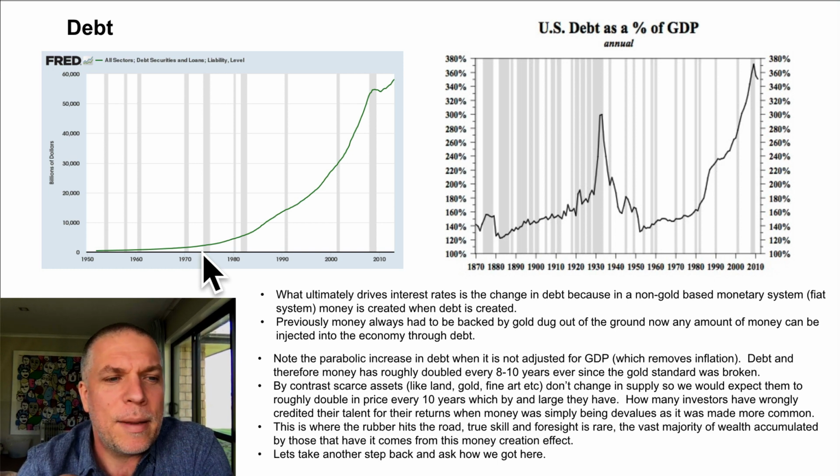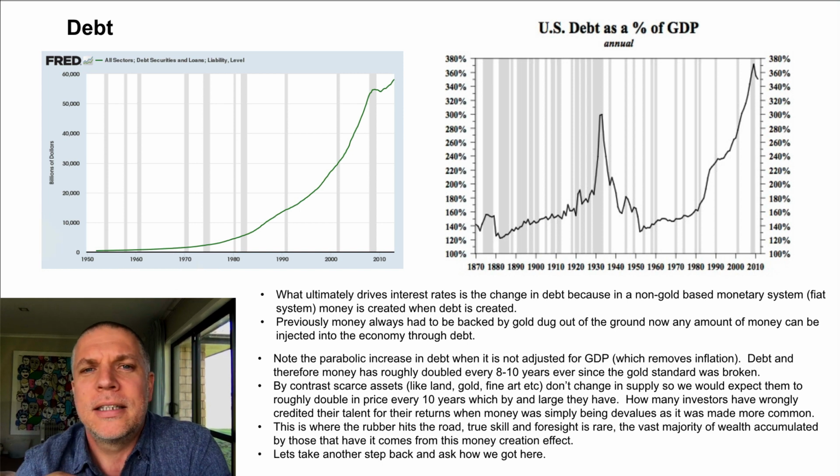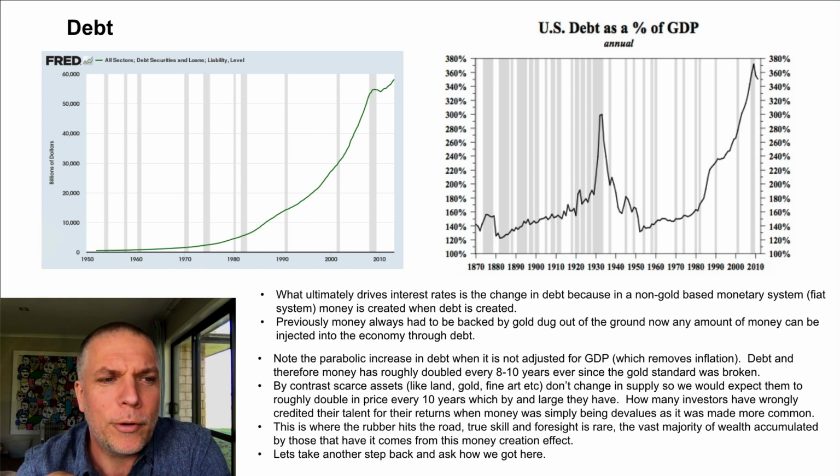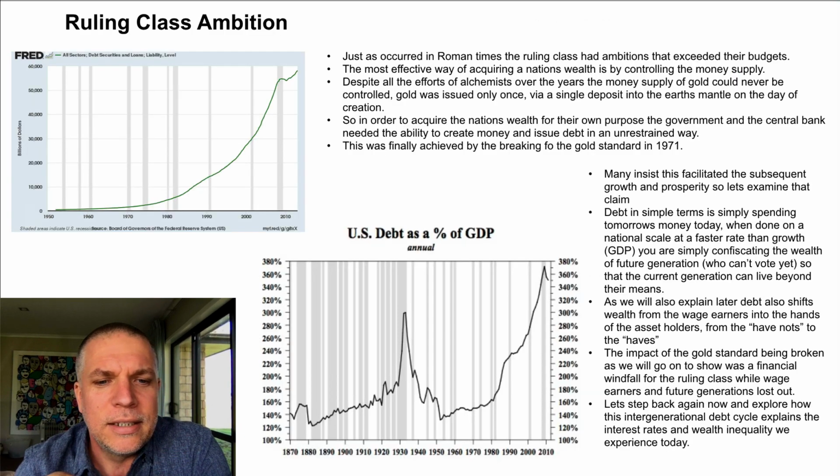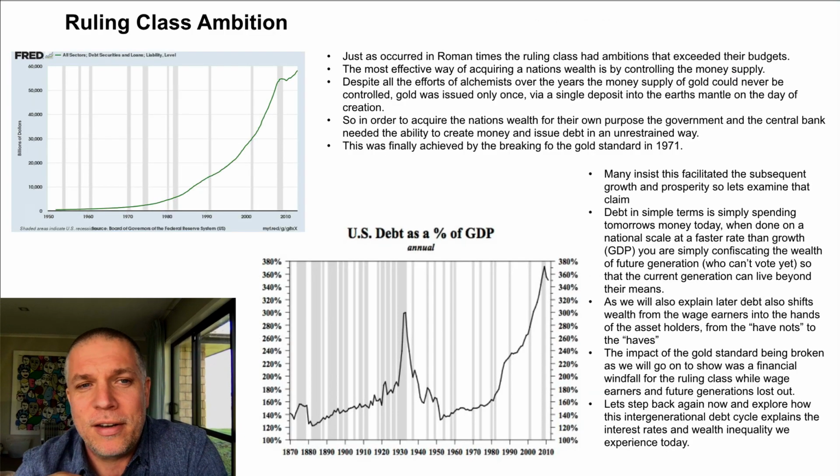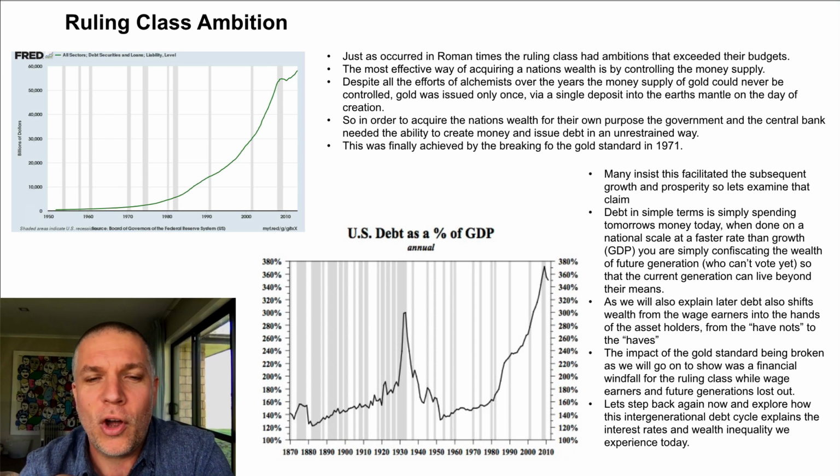So let's take another step back and ask, how did we get here? Why have we got this enormous parabolic increase in debt going on? So to understand that, I think we have to go even right back. I would suggest Roman times and sort of empires of old, because essentially this is the same old problem we've always had. Ultimately, your ruling class has ambitions that exceed their budgets. That's really the ultimate problem here. So for them, the most effective way of gaining wealth, controlling the nation's wealth to meet their ambitions, is to control the money supply.